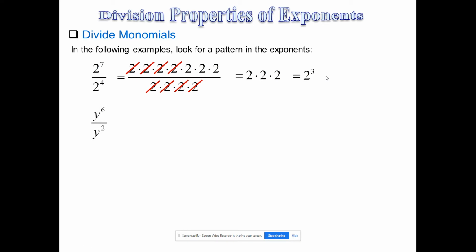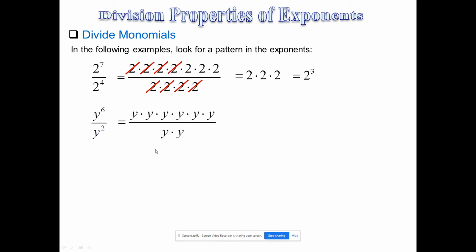Now think about this. What's the rule here? How did this happen? How did we get from 2 to the 7th over 2 to the 4th and it become 2 to the 3rd? What do you think the shortcut is? What is that shortcut from here to here? What's the pattern? And let's see if that pattern works here for a different problem.